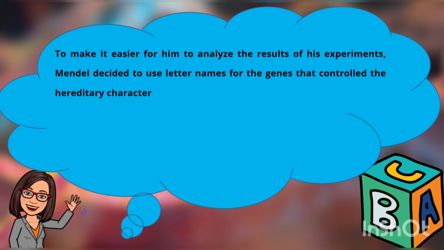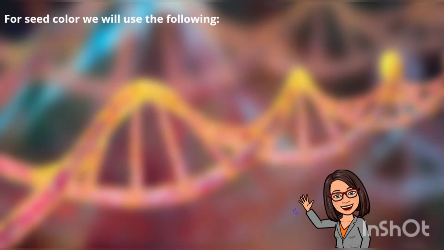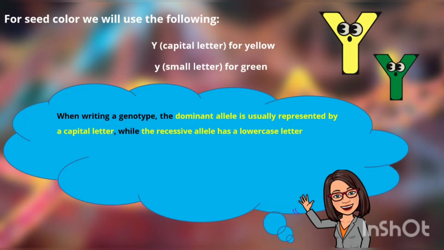To make it easier to analyze the results of his experiments, Mendel decided to use letter names for the genes that control the hereditary character. Since each hereditary character has 2 contrasting expressions, he decided to use a capital letter and a small letter to distinguish between the 2. For seed color, we will use the following: capital letter Y for yellow, small letter y for green. When writing a genotype, the dominant allele is usually represented by a capital letter, while the recessive allele has a lowercase letter.